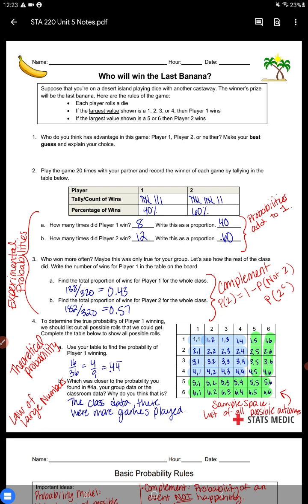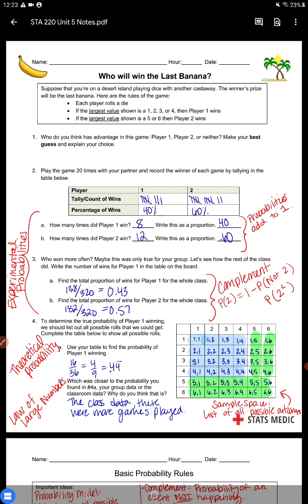And so I want you to think about what your guess would be. Who do you think is more likely to win? Player 1, player 2, or does neither one of them have an advantage? Are they equally likely to win? Okay, so most people guess player 1. It kind of makes sense because player 1 wins if a 1, 2, 3, or 4 is the biggest number shown. Seems like they have more options, right?